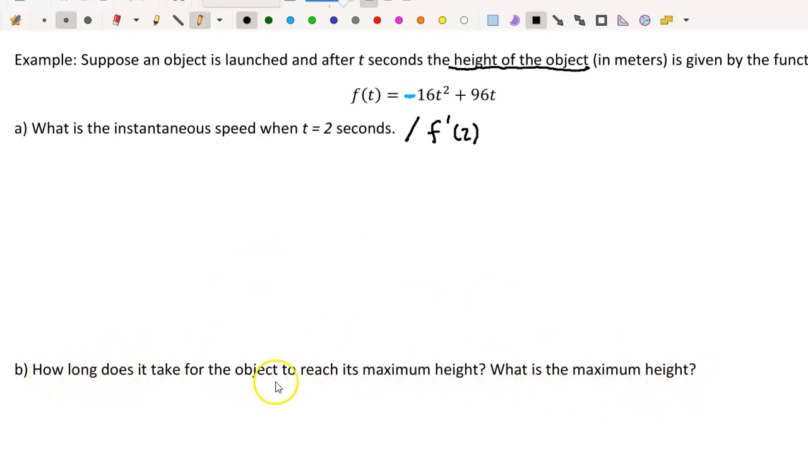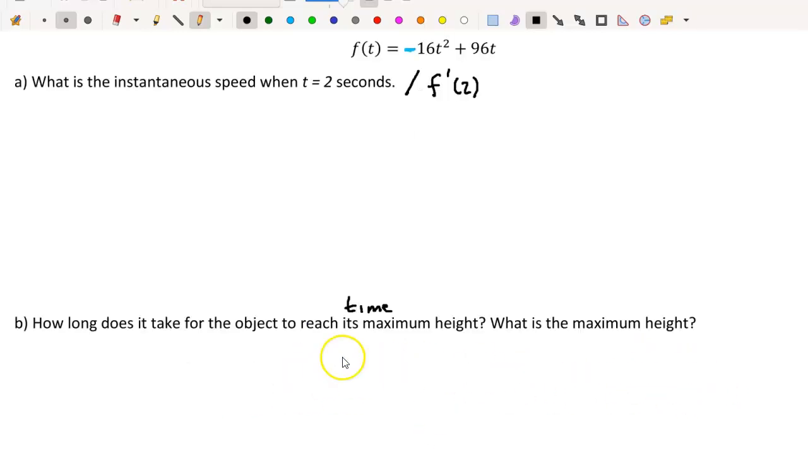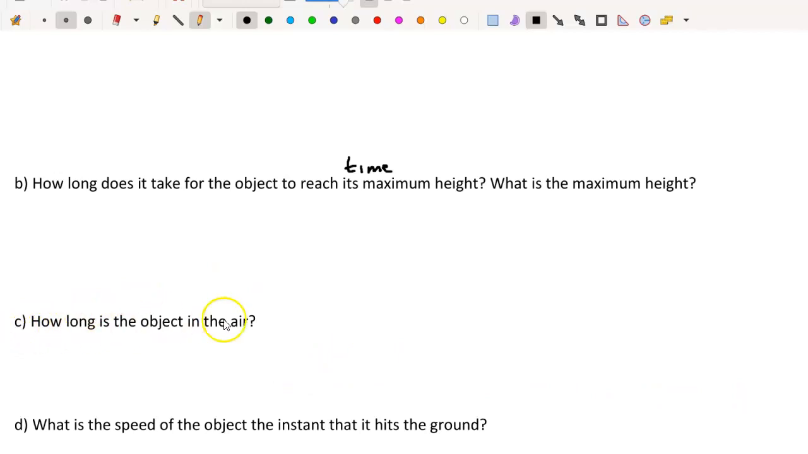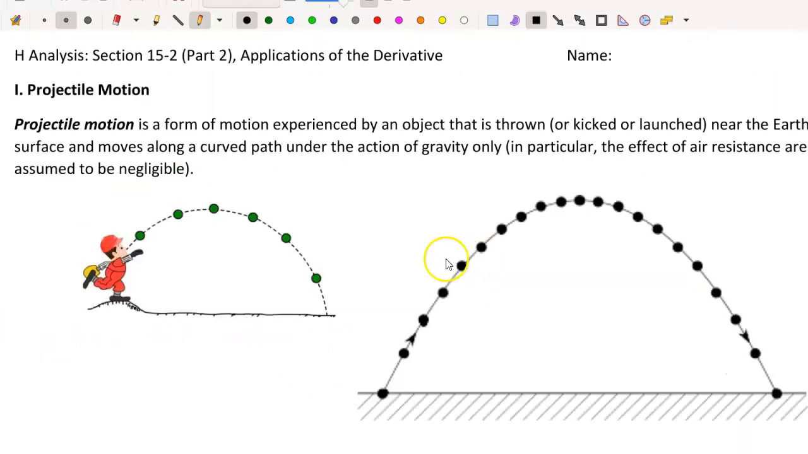This says, how long does it take? So this is asking for two things. How long does it take? That's time, right? And what's the maximum height? So it's asking two things here. Then it asks, how long is the object in the air? So as it's going up and coming down, how long is the object in the air?